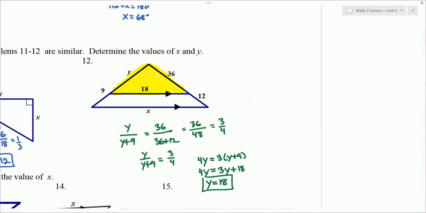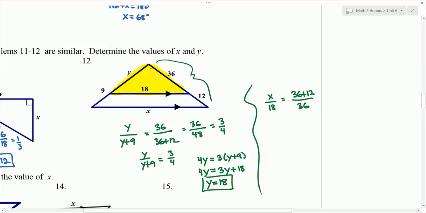We can do something similar with x. X corresponds, it's the base of the larger triangle. 18 is the base of the smaller triangle. So I went larger to smaller. So we're going to have 36 plus 12, that's for the larger, to smaller, which is 36. Right, the full length here to the smaller length here. So we can reduce a little bit. X over 18 is, well, that's 48 over 36, which is 4 over 3.